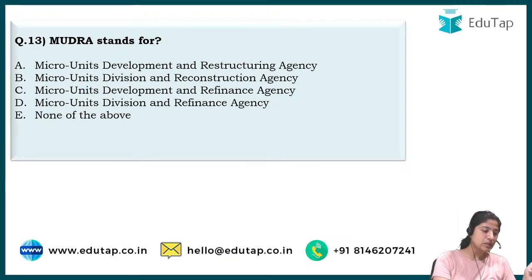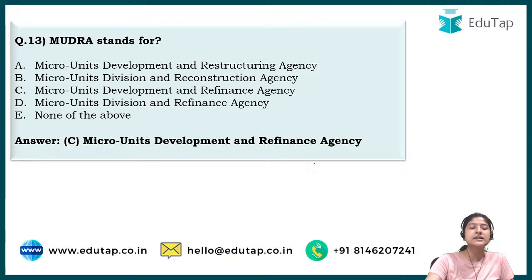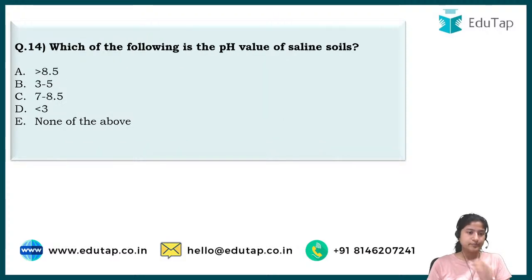Okay. And the correct answer, most of you are saying C, one says A. The correct answer is Micro Units Development and Refinance Agency. And this particular organization basically provides loans to the marginal people.